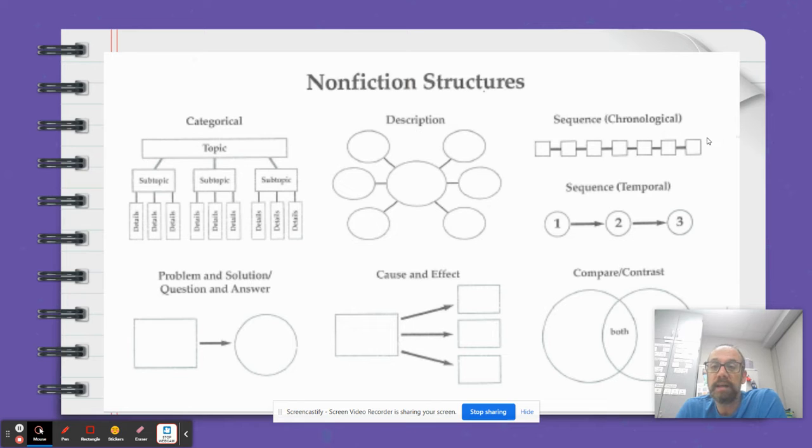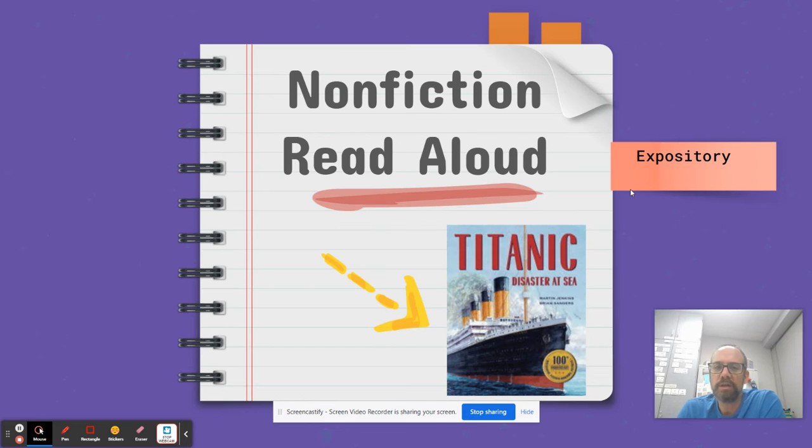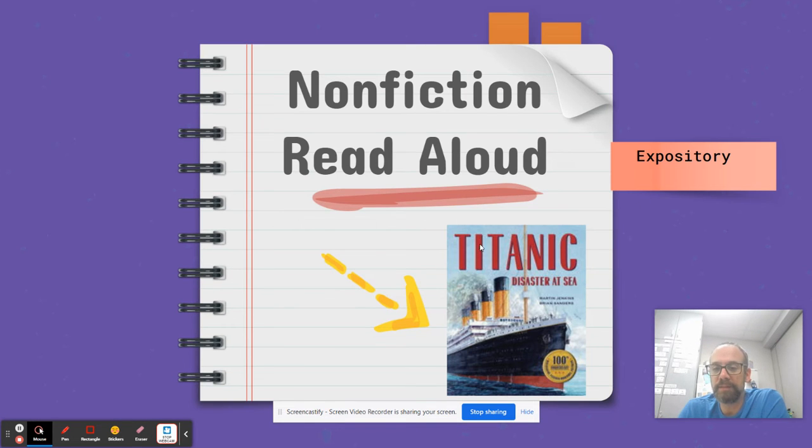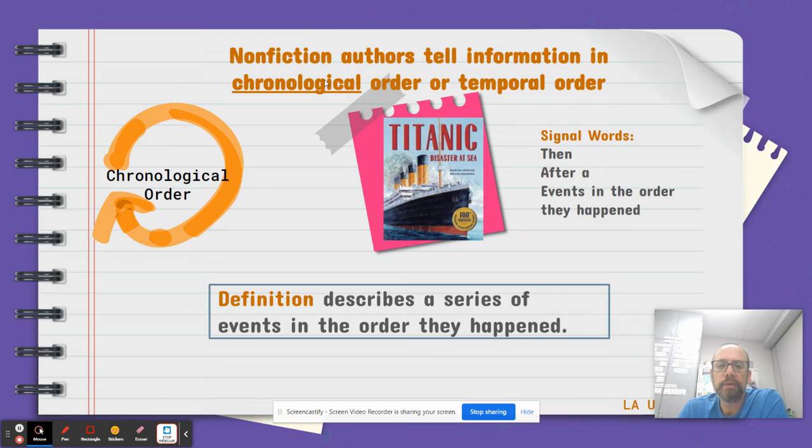And we talked about that there are a number of ways of doing that: categorical, description, sequence, chronological, temporal, compare, contrast, cause and effect, problem solution, and question answer. Today, we're going to talk a little bit about chronological. And we read a little bit from this book here. But chronological order is when they happen in order of time.